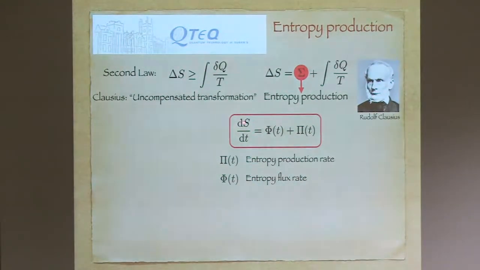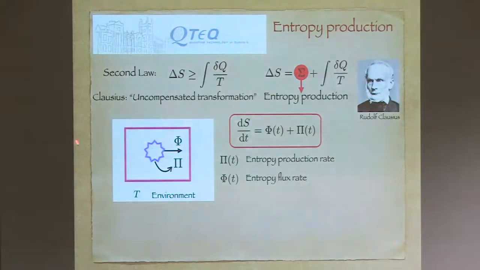So the rate of change of the entropy of the state of the system is linked to these two quantities, phi and psi, where psi is the entropy production rate and phi is the entropy flux rate. These are the two objects that you see now in this cartoon explaining basically what is going on. You have a system that is open to the effect of an environment. Here the environment is this red square.